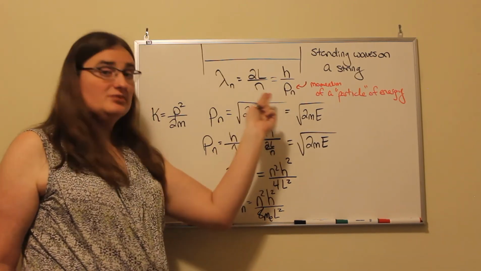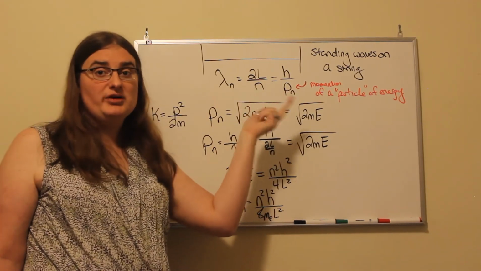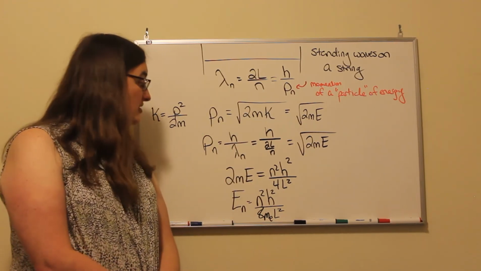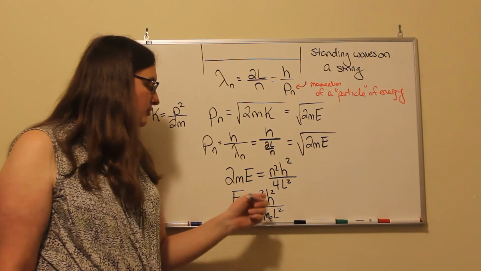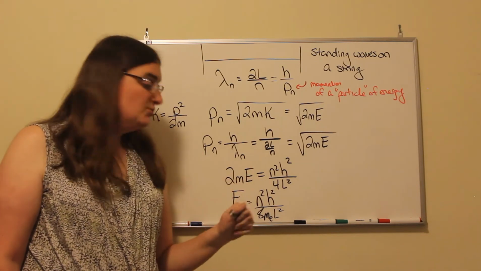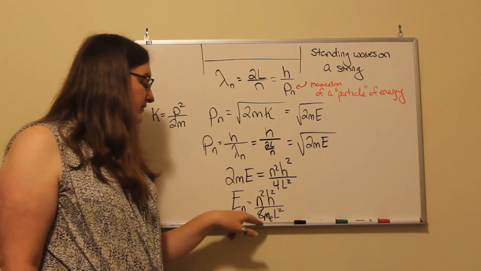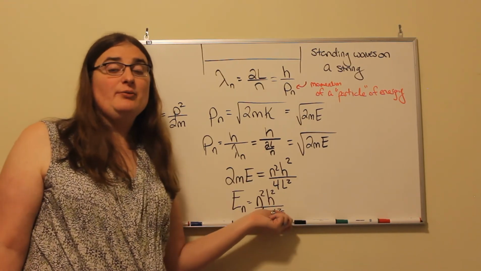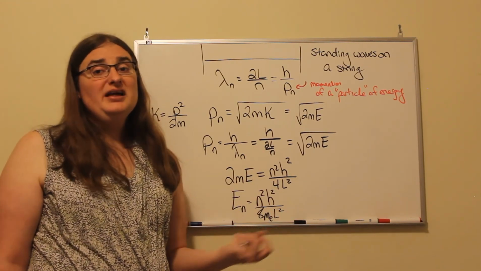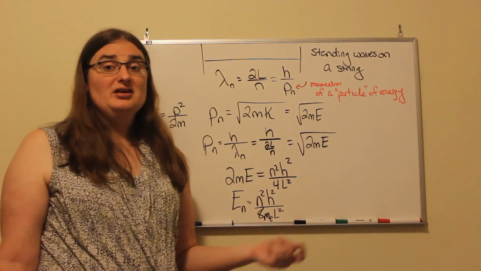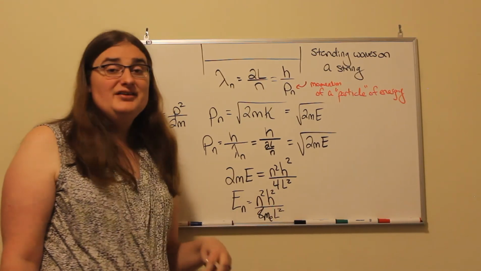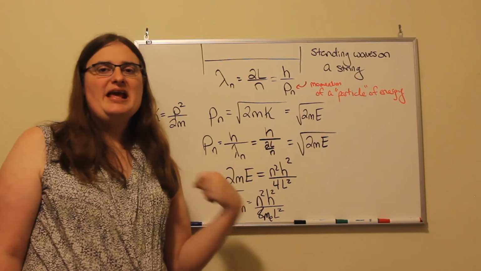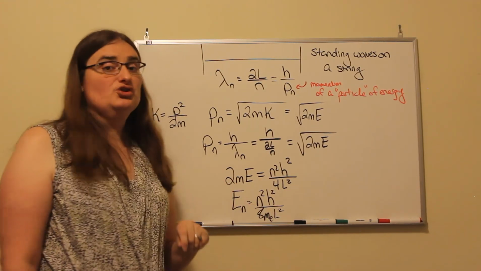A quantized system is just a system where there are discrete energy levels n. In this case, I would have energy levels equal to n squared times Planck's constant squared divided by 8 times the mass of the particle that we're dealing with. And in quantum mechanics, we're really always dealing with electrons and the length of a region in which that electron is behaving like a wave squared.